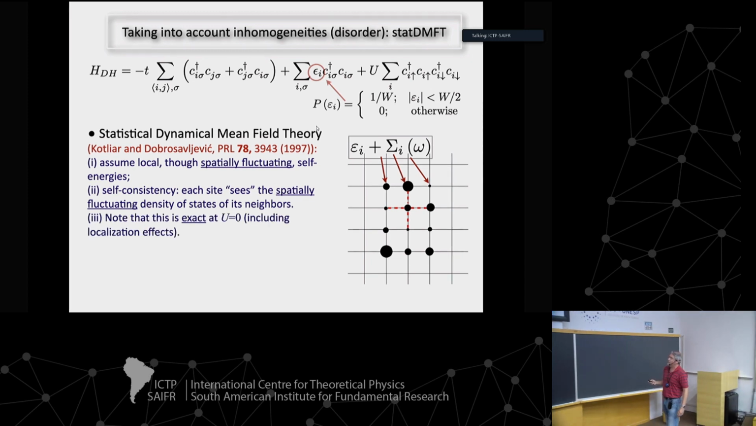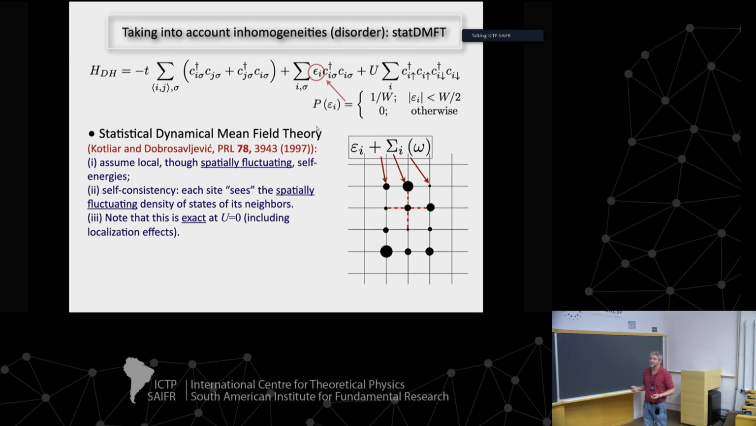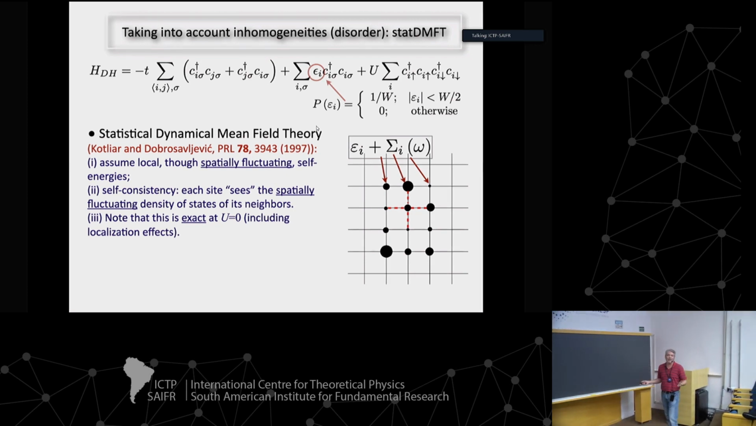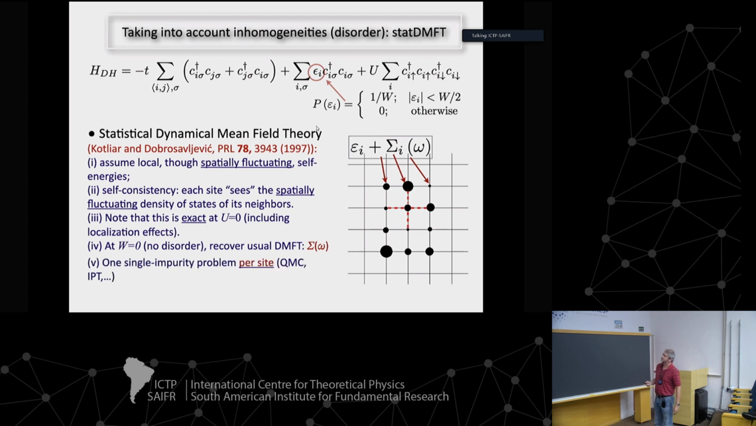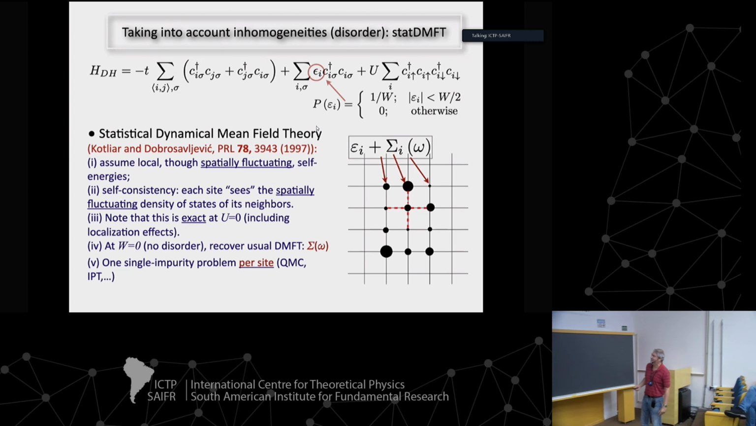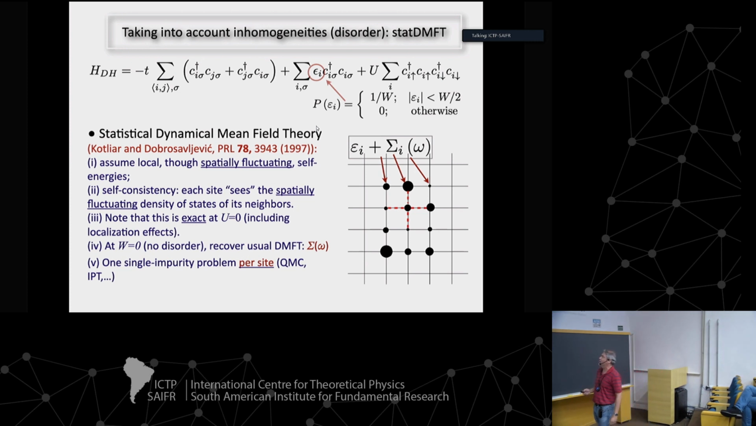Note that the way we do it, of course, it's a much more complicated problem now, but if you turn off interactions, this approach is essentially exact. So you have, for instance, a localization transition. You have everything that a disordered fermionic problem would have. At zero disorder, you recover the homogeneous dynamical mean field theory I mentioned before. But of course, we're interested in the problem where both are there at the same time. And once again, the hard part is solving the impurity problem. Now, the number of impurity problems has increased a lot, and the problem becomes very hard computationally.